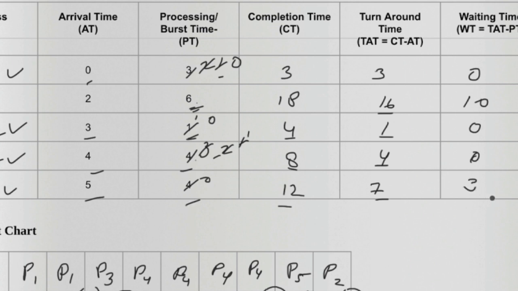Okay, so in the examination, it will ask you to calculate the average turnaround time. You can make a total of this, 3 plus 16 plus 1 plus 4 plus 7, and divide that by the number of processes. Whatever that value comes to, that becomes your average turnaround time. And similarly, average waiting time will be 0 plus 10 plus 0 plus 0 plus 3 divided by 5. Whatever that value comes to, that becomes your average waiting time.